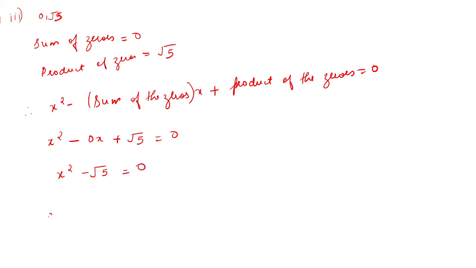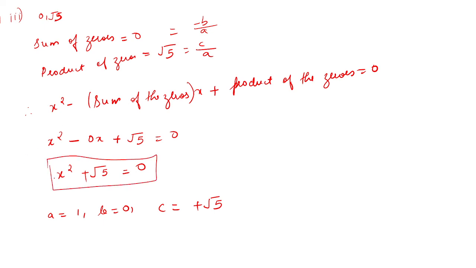Just for the sake of verifying, A is equal to 1, B is equal to 0, C is equal to minus root 5. Now you just go and check if the answer is correct or not. You substitute your B over here. Obviously the sum of zeros is equal to 0, so that's correct. Now substitute your C over here and check. Sorry, this is plus, there's a plus sign here. So this is your equation, this is the answer, x squared plus root 5.